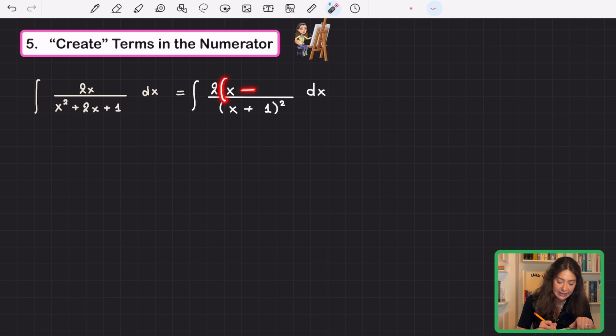It would be nice to have x plus 1 here. Then I would cancel this with that. And I would have x plus 1 to the first power here. And then just 2. No more x there. That would be nice to have. I don't have that, but maybe I can have it. So I can add something here. And of course, I'm going to subtract it as well.